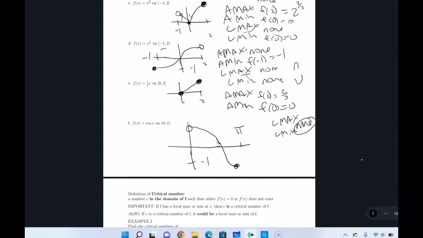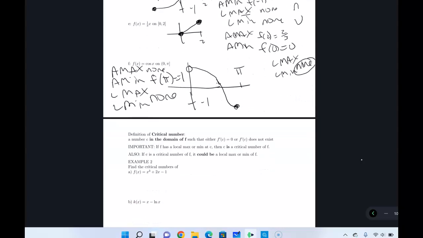All right, one more. Cosine of x between 0 and pi. So is there an absolute max? No, there is not. It doesn't reach this endpoint. Is there an absolute min? Yes, f of pi, which is -1. Is there a local max or a local min? There is not either of these because there's no peaks or valleys.